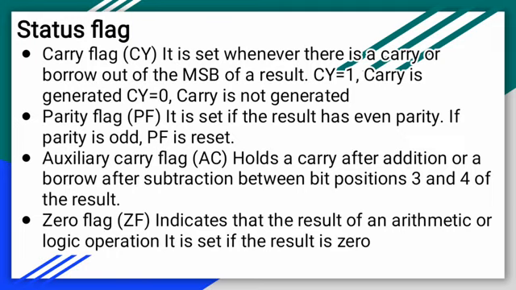Parity flag. It is set if the result has even parity. If parity is odd, PF is reset. Auxiliary carry flag AC holds a carry after addition or a borrow after subtraction between bit positions 3 and 4 of the result. Zero flag indicates that the result of an arithmetic or logic operation, it is set if result is 0.